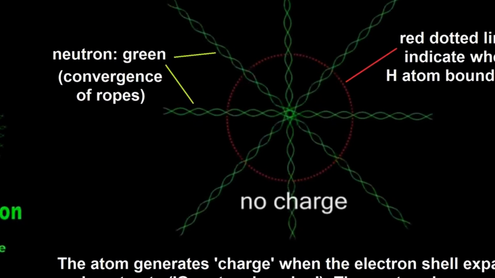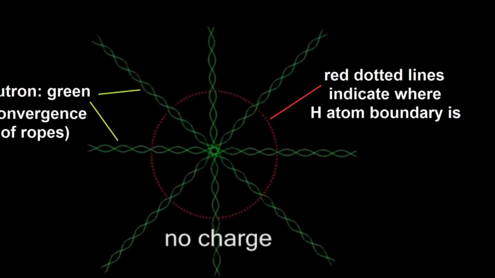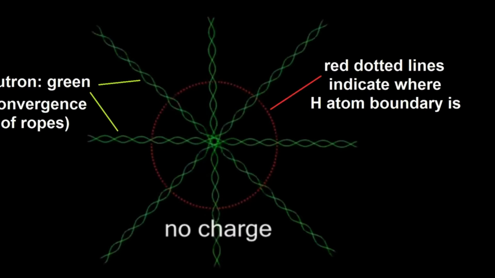And I think I show it here again. Here you see, hopefully that's big enough for you to see, there's a red circle, and that red circle is where, in the regular hydrogen atom, you would see the electron shell. And the neutron doesn't have that. The neutron only has a convergence of ropes. And so there is no charge, because there is no pumping action that we see with the atom.